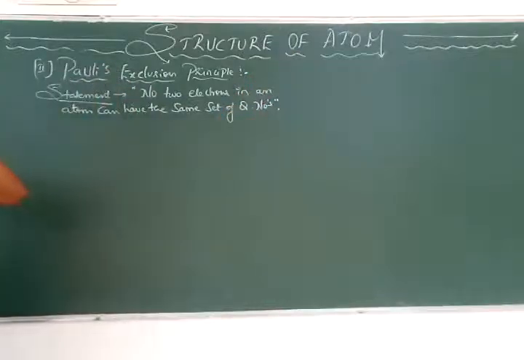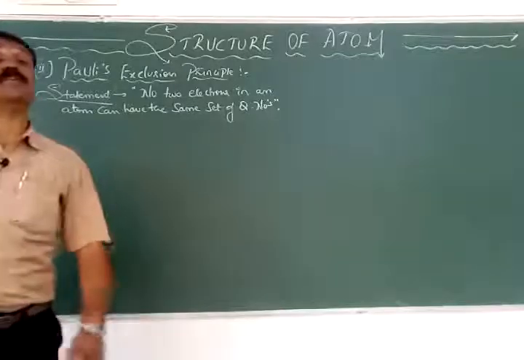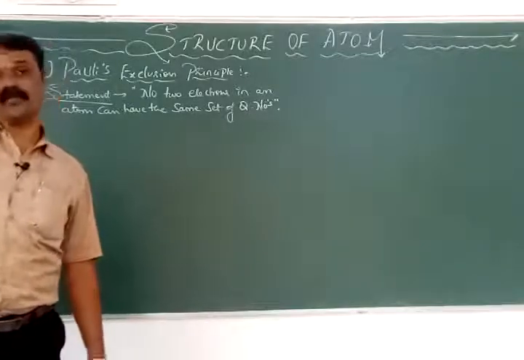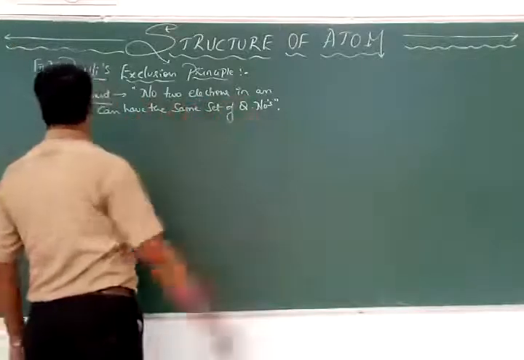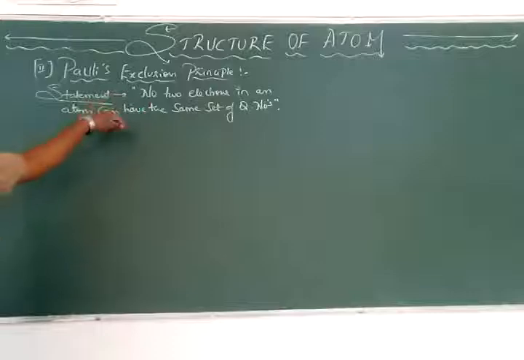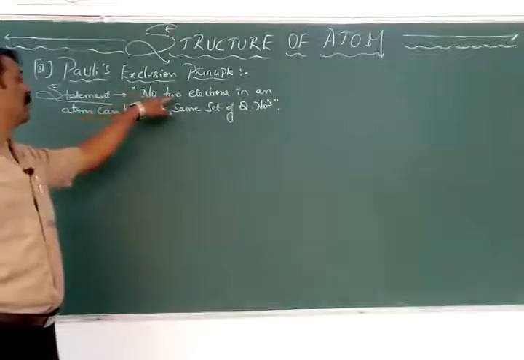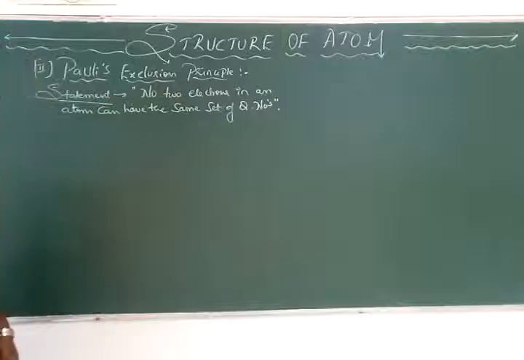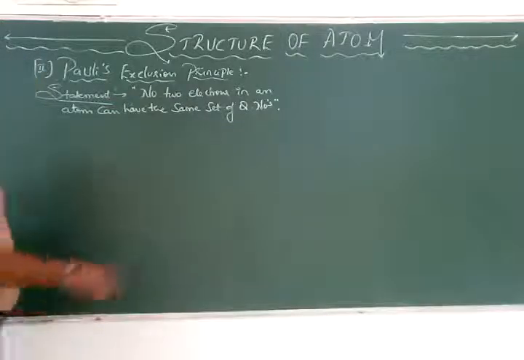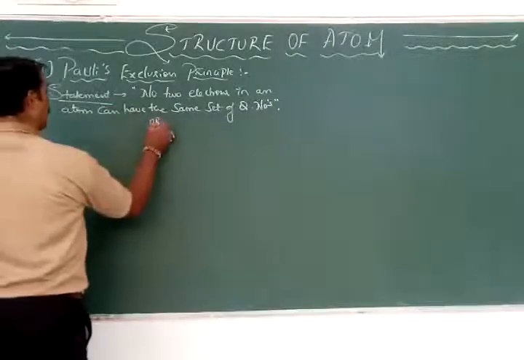Quantum numbers. If I choose an atom and choose 2 electrons, they don't have the same set of quantum numbers. That is, no two electrons in the given atom can have the same set of quantum numbers. Here, if I mention only 2 electrons, it means they cannot. No two electrons in an atom can have the same set of quantum numbers. Or we can have another statement.